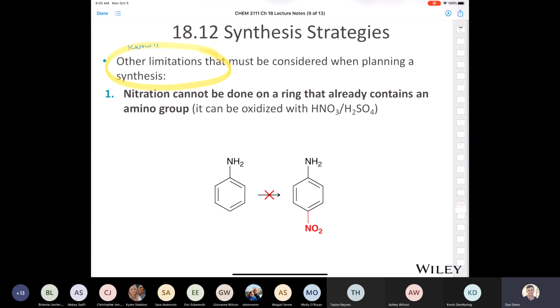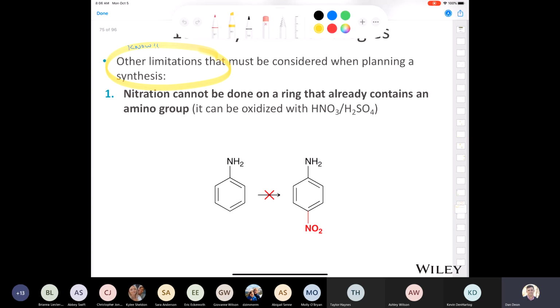And I just want to reiterate that these are important, okay? These two limitations are very important. So it says here, other limitations that have to be considered when you're planning a synthesis. We spent a lot of time last Wednesday, September 30th, talking about nitration, okay? We spent all this time talking about nitration and how you do a nitration using nitric acid and sulfuric acid, and you make a nitronium. Well, there's a limitation to nitration.